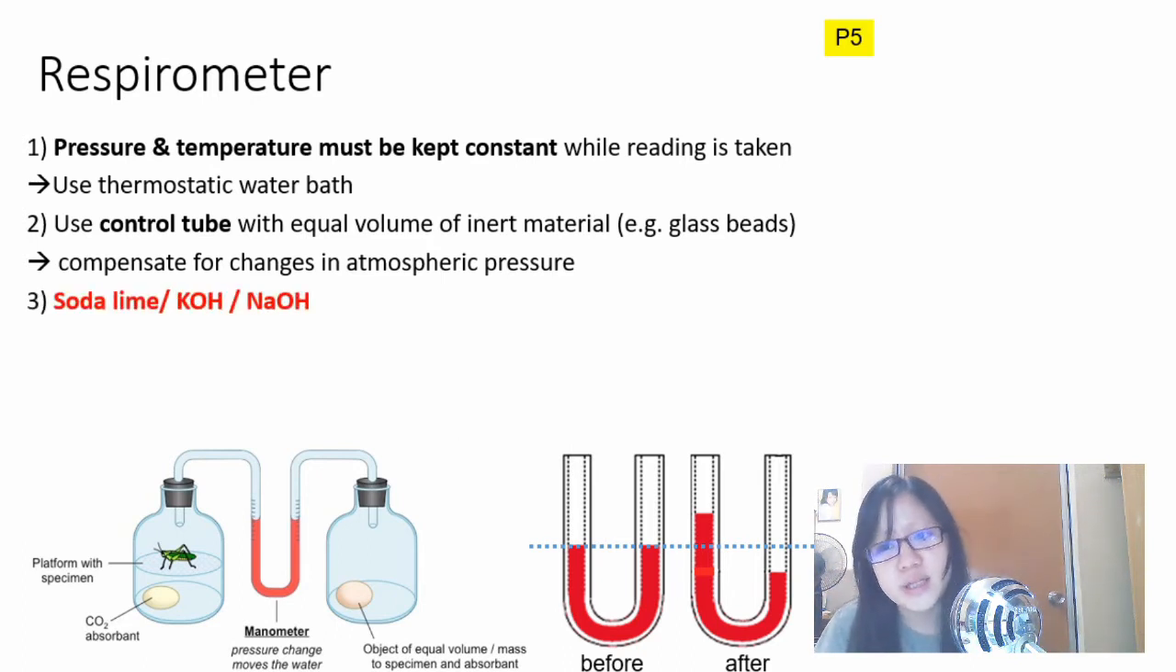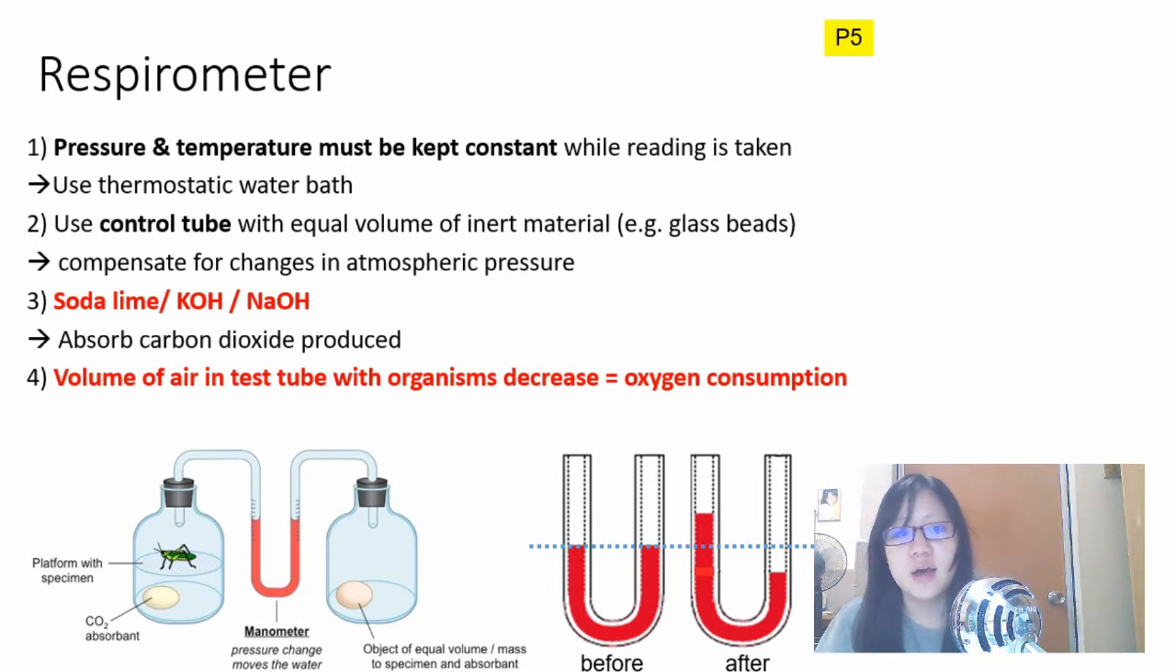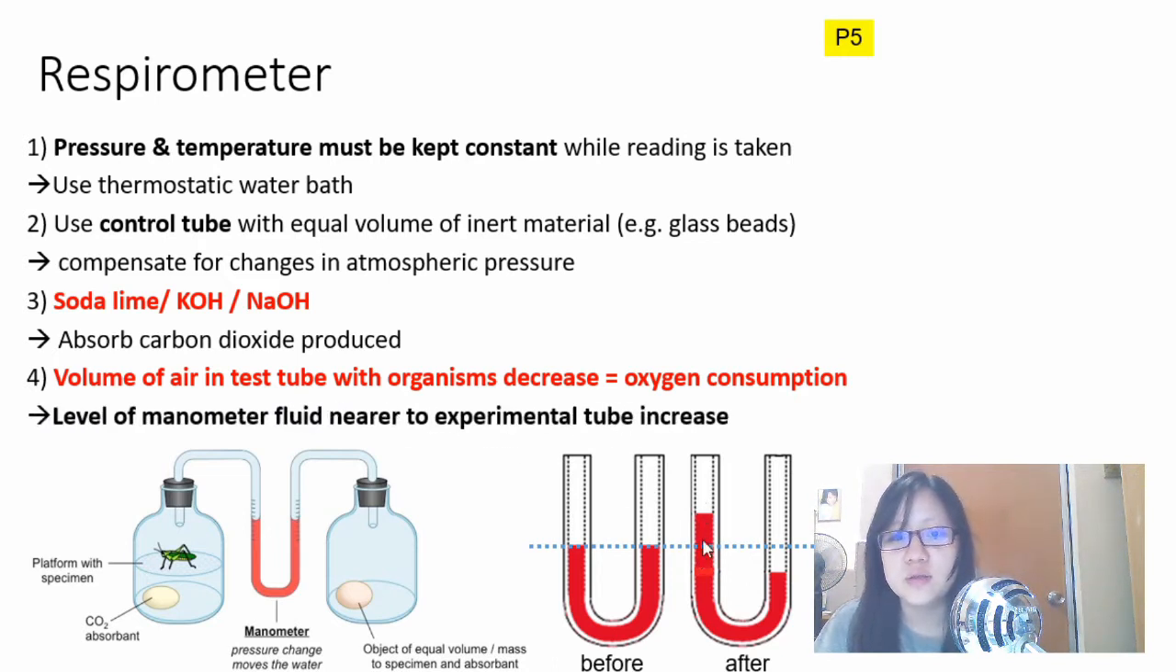Number 3 is the most important thing of all. The most important thing is to have soda lime. Now soda lime, or maybe potassium or sodium hydroxide, will absorb CO2. And this is very, very important because only when we absorb the CO2, then we can measure the rate of oxygen consumed. Okay, when the organism breathes in, the oxygen taken in will affect the manometer scale. It will move up here nearer to the experimental tube. So the level will increase here because of oxygen consumed.